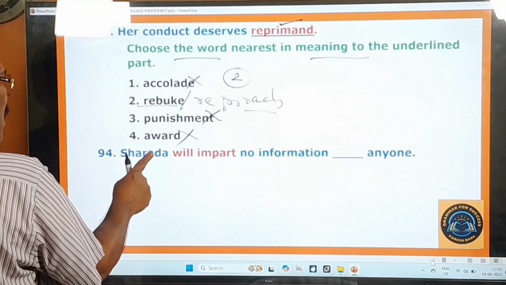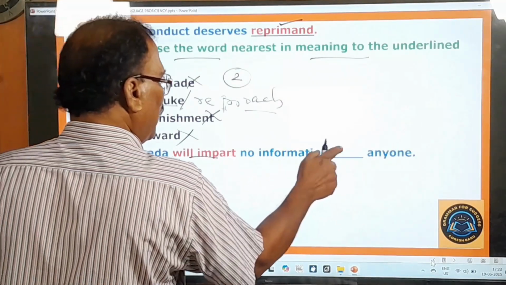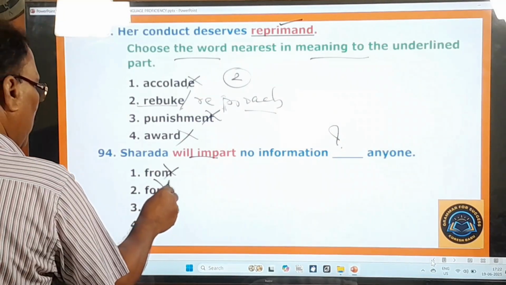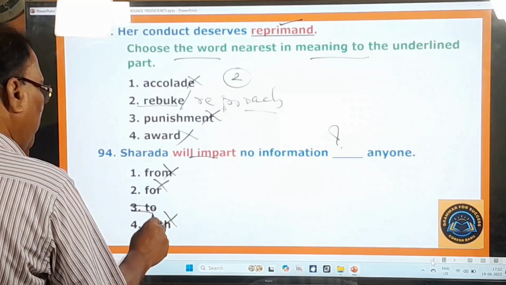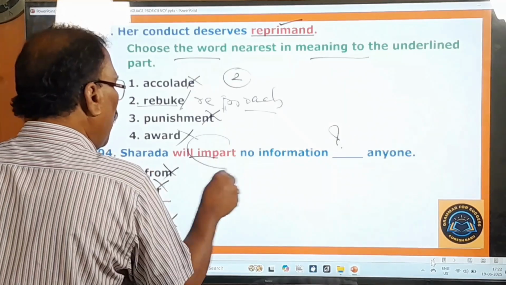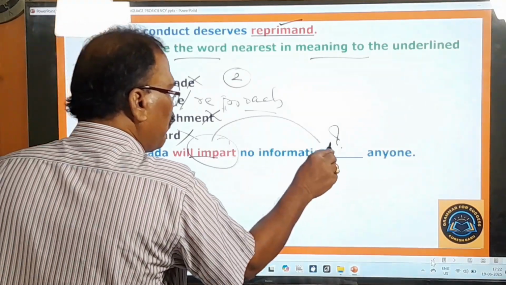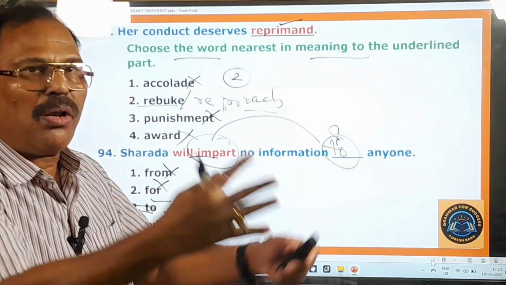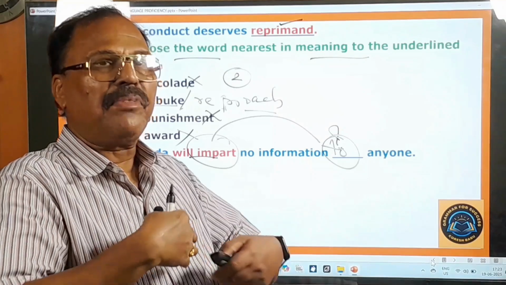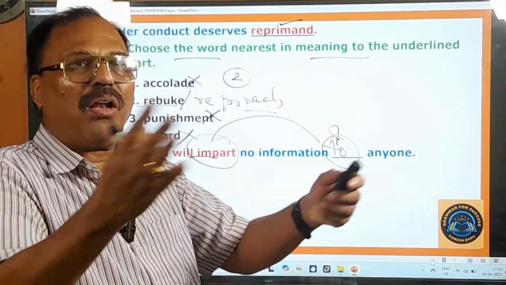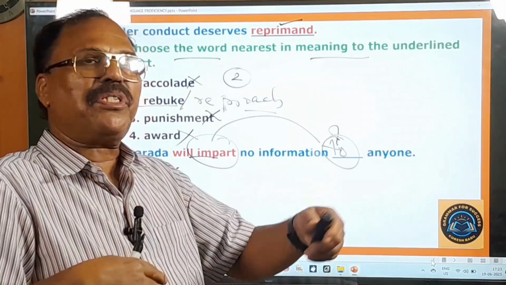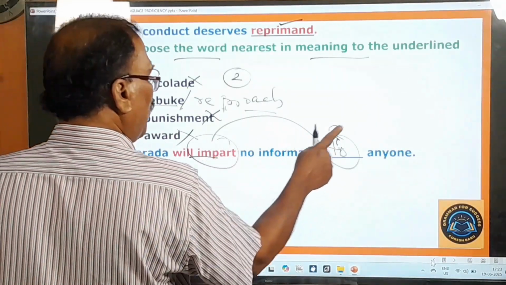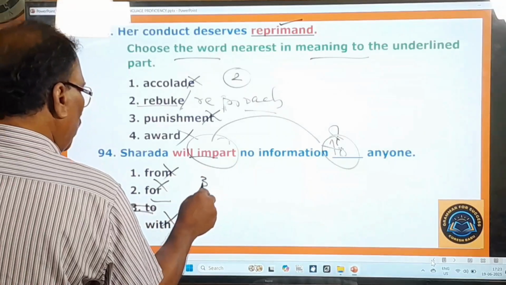94th one. Sharada will impart no information dash anyone. What to be used in that blank? From, no. For, no. With, no. To. So you have to use to, because always the verb impart is followed by the preposition to. I am imparting education to all of you. Okay, I am imparting English grammar to all of you. After impart, the preposition to is only used, and therefore Sharada will impart no information to anyone. So to should be used. So third one is the right one.